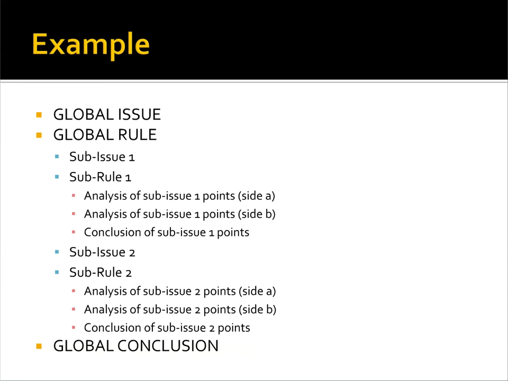Here is an example that might make that a bit more clear. Say you have a global issue. So what is adverse possession? And the global rule may be the 6 elements related to that. Your sub-issue 1 may be on one of those elements. In the Howard case, continuous was the issue that was being presented. And the sub-rule 1 will require you to analyze the issue. And so on and so forth, all the way through an appropriate legal analysis.